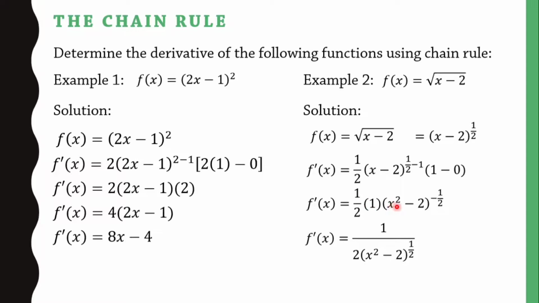Or we could simplify this. Since we have a negative exponent, we can put it in our denominator. So what will be left in our numerator is 1 times 1, that's 1. Then in the denominator, we have 2 times x minus 2 raised to positive 1/2, because we already transferred that to our denominator. Or you could further simplify this as 1 over 2 square root of x minus 2.